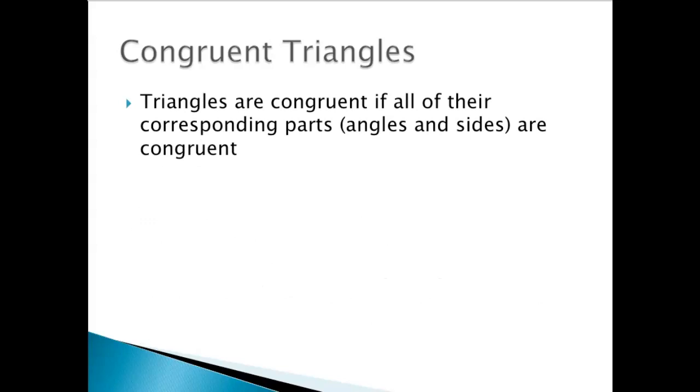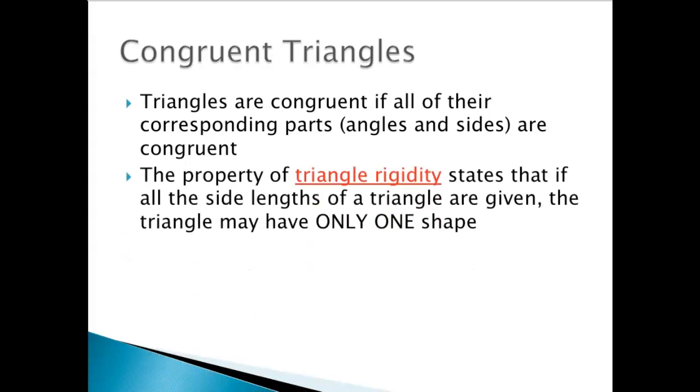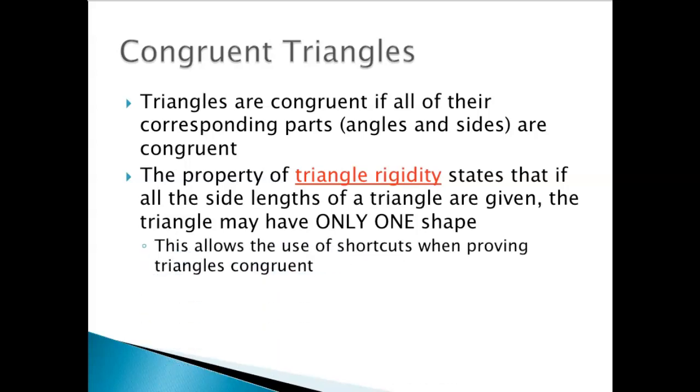Alright, so we said triangles are congruent if all of their corresponding parts, their angles and their sides, are congruent. Now, the property of what we call triangle rigidity states that if all the side lengths of a triangle are given, the triangle may have only one shape. This property allows us to use shortcuts in order to prove that triangles are congruent. When I say shortcuts, I mean that you do not have to have all three sides and all three angles of two triangles in order to show that they are congruent to one another. We're going to go through all of these shortcuts.